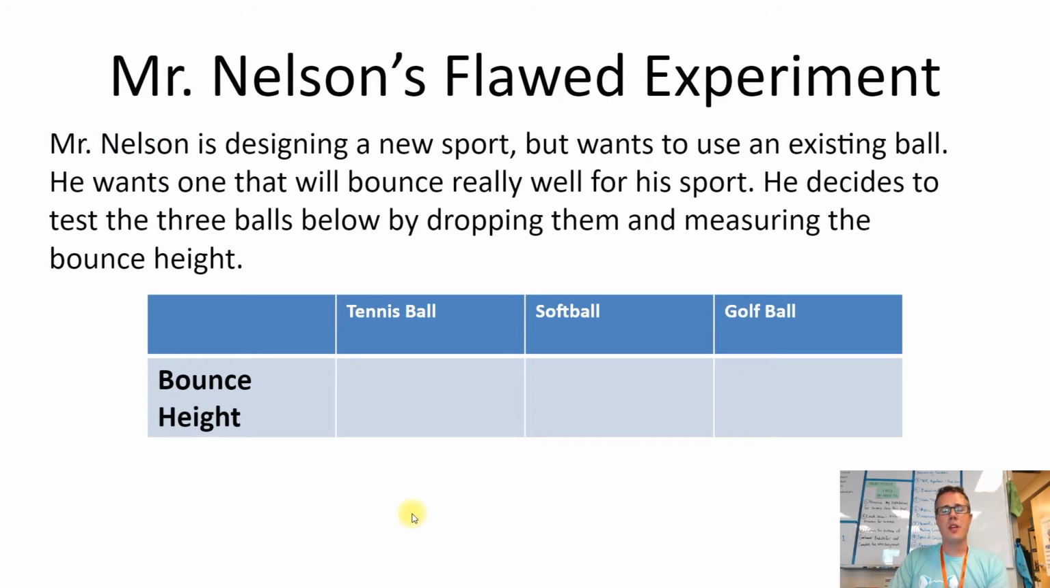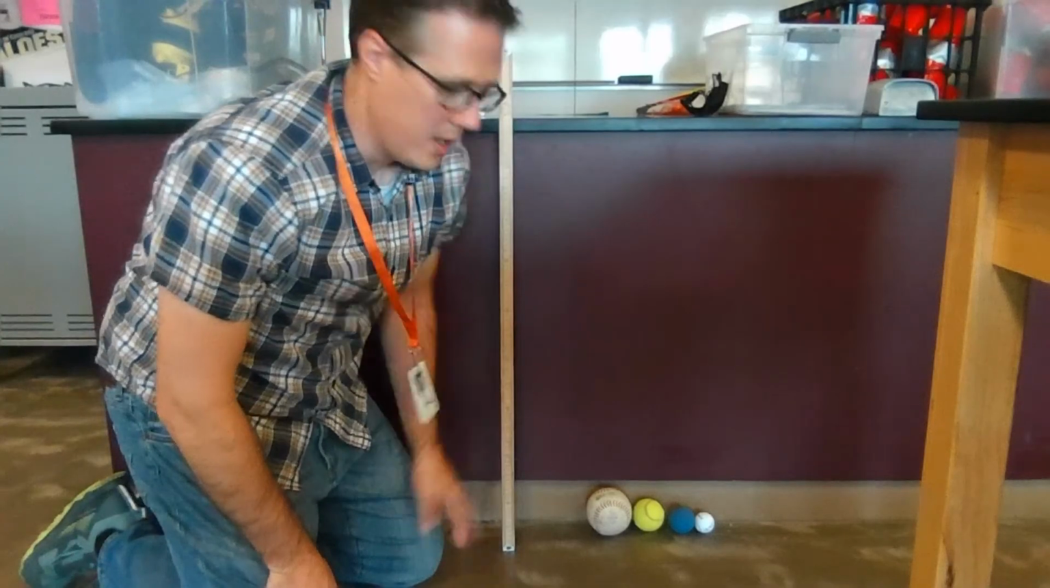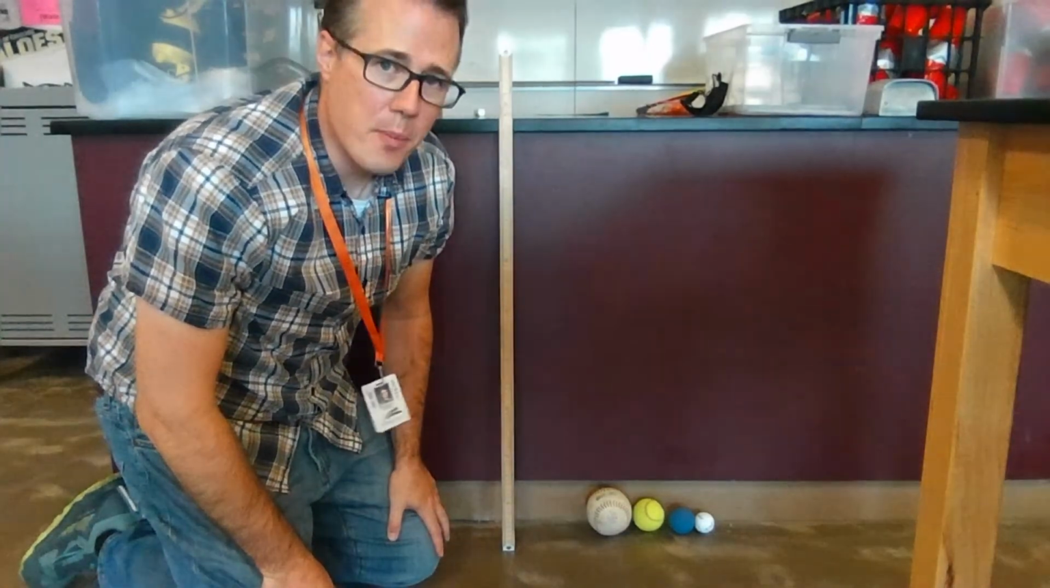For my last type of variable, I want to actually show you a really bad experiment. So I'm going to run an experiment where I'm designing a new sport, but I want to use an existing ball. I don't want to make up a brand new ball for my sport, and I want one specifically that will bounce really well. So I've got a bunch of different sporting goods. I'm going to test them. Watch my experiment and see if you can figure out what is wrong with my experiment. Here are the 4 sporting goods that I want to test for my new sport.